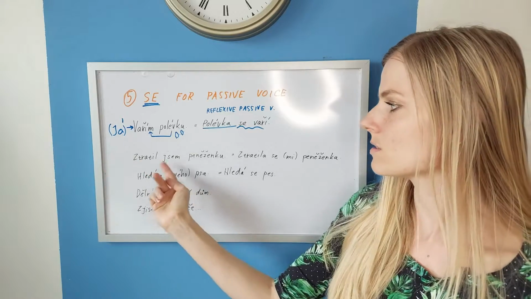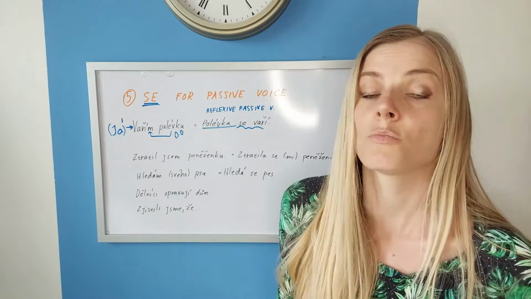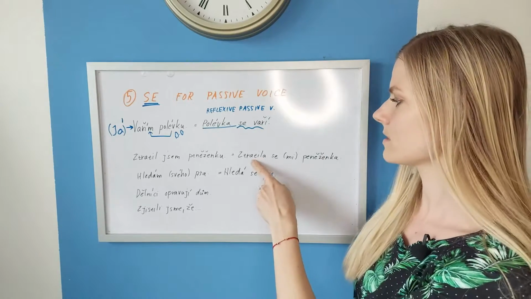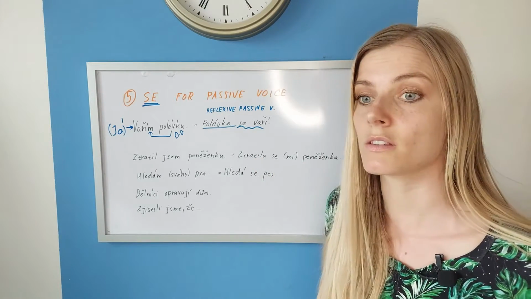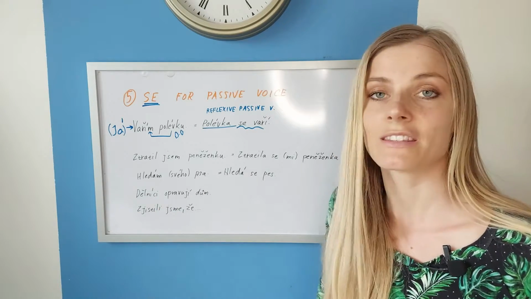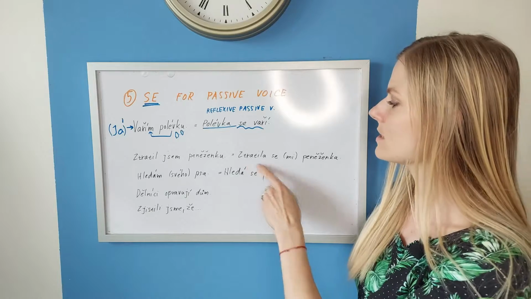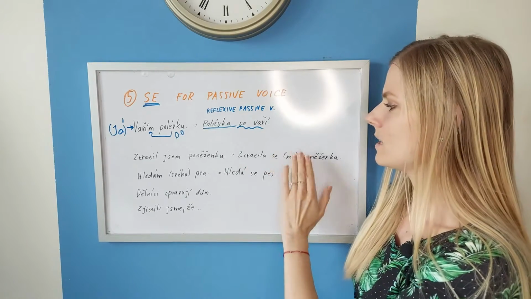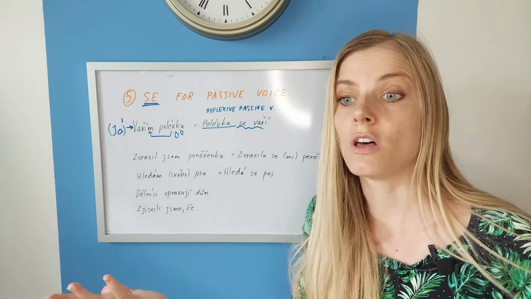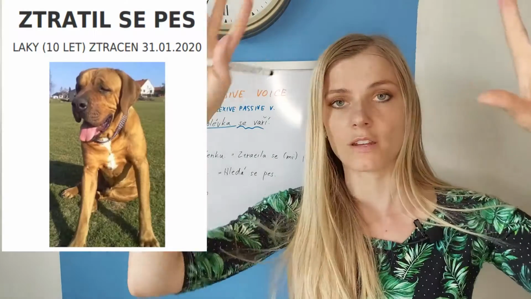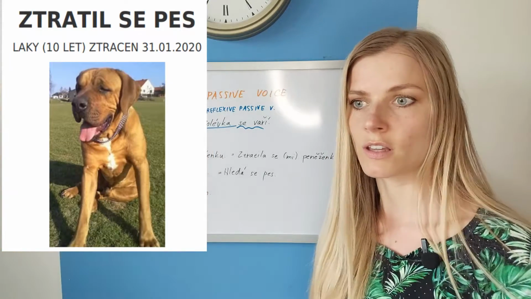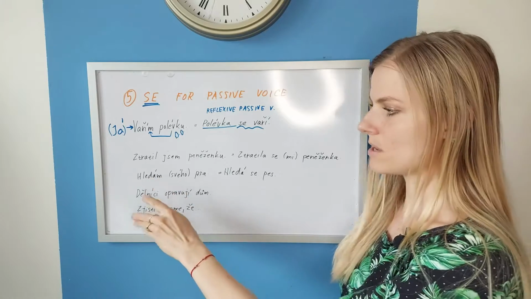So when I say ztratil jsem peněženku, okay, it is important for me to say I lost it. And in this sentence, ztratila se mi peněženka, it means my wallet is lost. It's not important that I lost it, it's lost. Also, in this sentence, if you don't say mi and it's out of context, it would just mean a wallet was lost. Ztratila se peněženka. You could write this on a post. Please call this number. A wallet was lost. A wallet is missing.